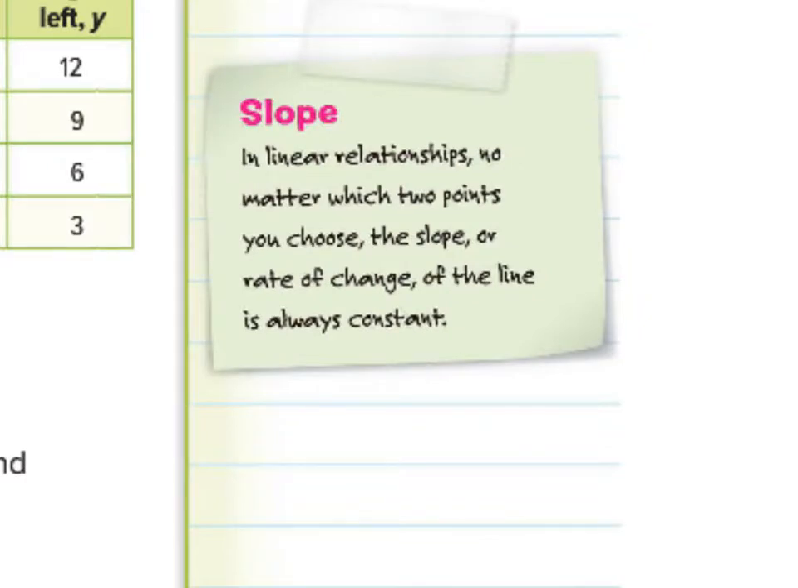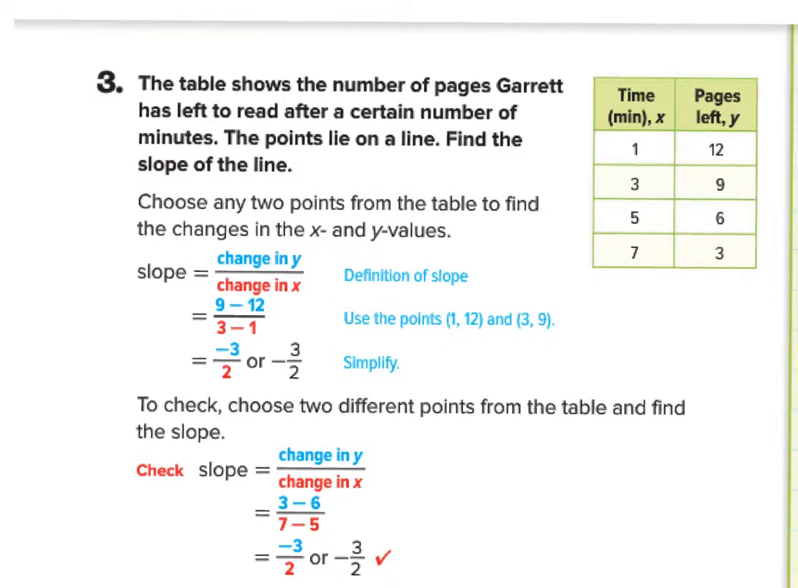Something to note about our lines or our slope. In linear relationships, no matter which 2 points you choose, the slope or rate of change of the line is always constant. So as I mentioned, we're going to now analyze the information on a table. The table shows the number of pages Garrett has left to read after a certain number of minutes. The points lie on a line. Find the slope of the line.